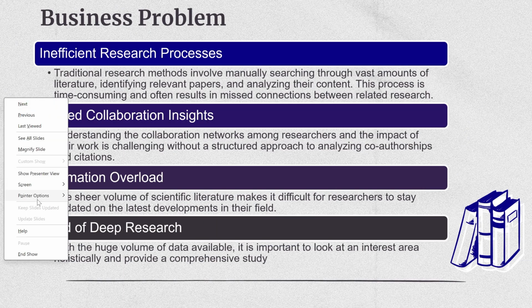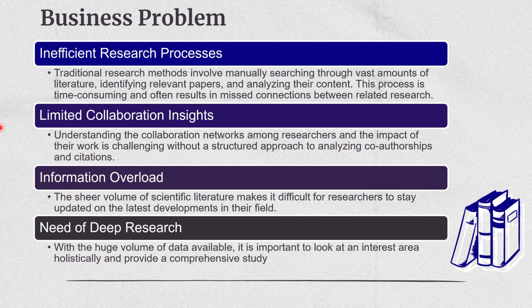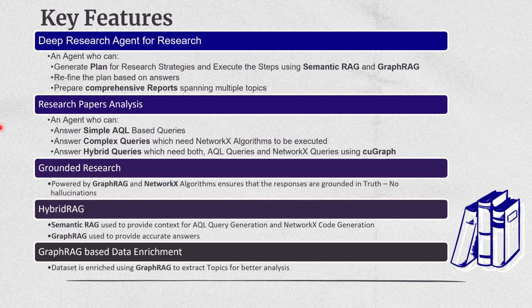So talking about the business problem, the idea here is that we want to see how GraphRAG can enable research areas. The business problem states that we have inefficient research processes, wherein it involves manually searching through vast amounts of literature and analyzing that content, and often the connections are missed out. There is limited collaboration insights, and the information overload is high. Hence, there is a need for deep research, where it is important to look at an interest area holistically and provide a comprehensive study. So we present our Scholar Graph app, which is a deep research agent for research.